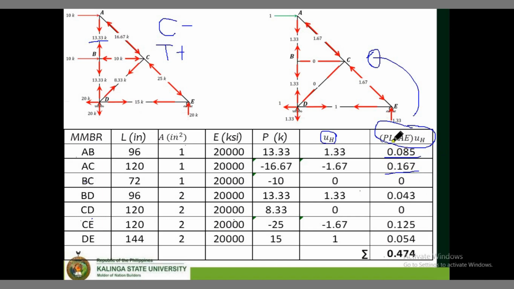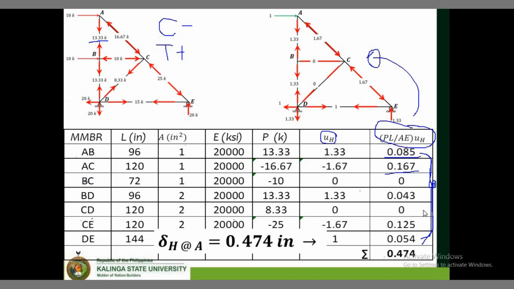After na nakuha ko yung mga values ng PL over EE times U, take the sum again. So, 0.085 plus 0.016, lahat ng mga values na ito, take the sum of it. My answer is 0.474. And my final answer is, the horizontal deflection at A is equal to 0.474 inches to the right. So, lumabas sa calculation ko, positive. So, ibig sabihin, kapag positive yung lumabas dito, yung assumption ko kanina na to the right ay tama.